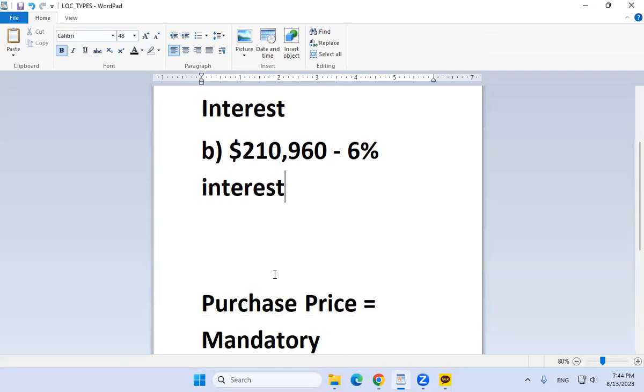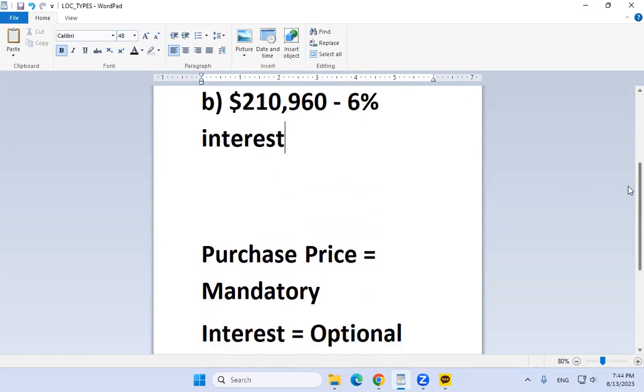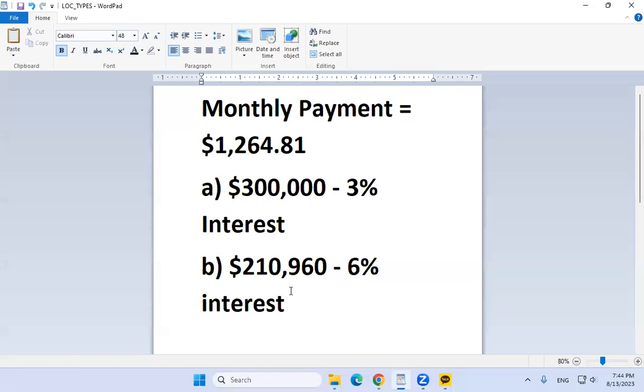So I would think of it like this: the purchase price is mandatory, and the interest is optional if you have the means to pay off the purchase price early. So just think about that. Now, let's say we didn't win the lottery, but we have another way of paying off the home early.